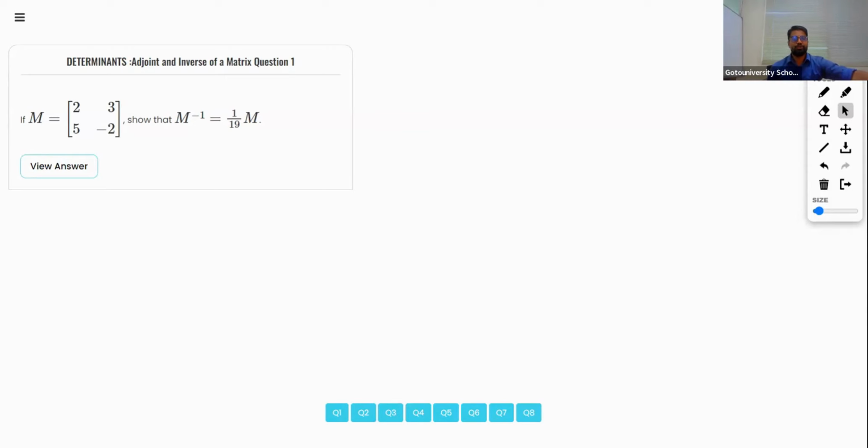As it's a 2 cross 2 matrix, we can easily find this, and we have to find the inverse. To find the inverse, I'll just give you the clue. What you should do: find the adjoint first. Okay, the adjoint of M you find, and determinant of M you find. Then M inverse will be what? Adjoint of M by determinant of M. So quickly do this.